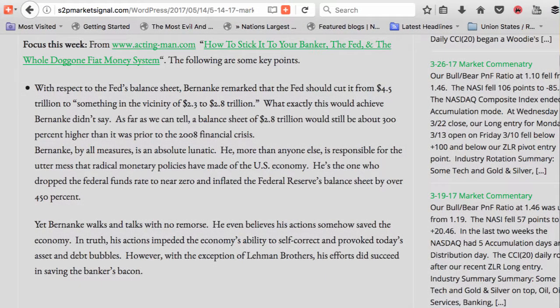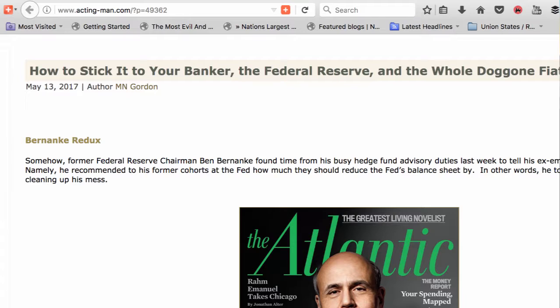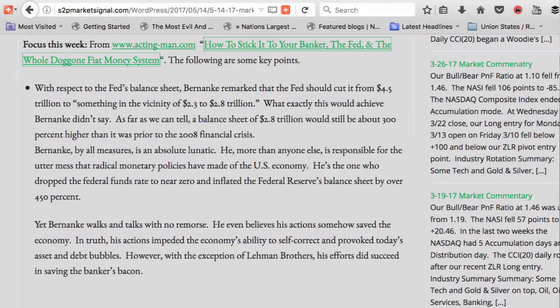Focus this week from www.actingman.com. How to stick it to your banker, the Federal Reserve, and the whole doggone fiat money system. The following are some key points. With respect to the Fed's balance sheet, Bernanke remarked that the Fed should cut it from $4.5 trillion to something in the vicinity of $2.3 to $2.8 trillion. What exactly this would achieve, Bernanke didn't say.